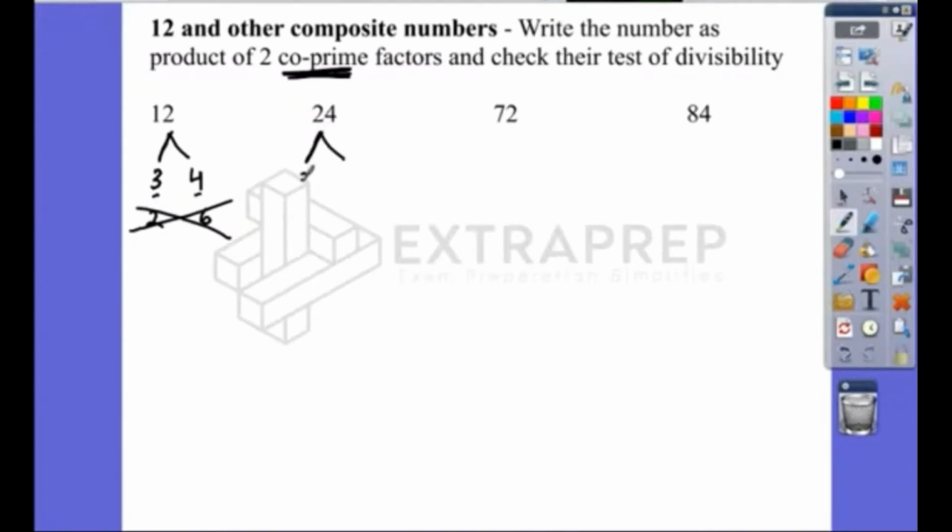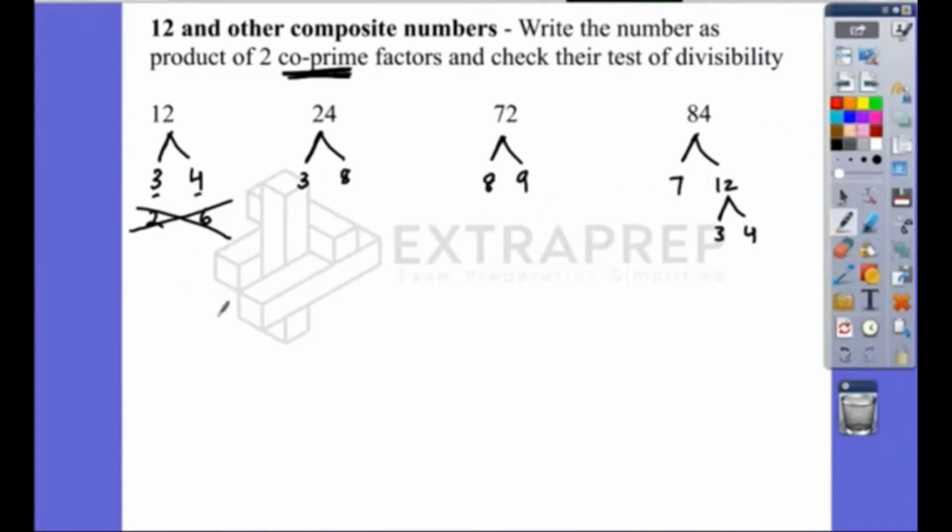2 coprime factors, 3 and 8. So if a number is divisible by 3 and it's also divisible by 8, then the number is said to be divisible by 24. For 72, 8 and 9. For 84, 7 and 12, 12 again break it as 3 and 4. So if a number is divisible by 3, 4 and 7, it will definitely be divisible by 84. Is it understood? So you'll have to break the number into two co-prime factors and check with those factors.